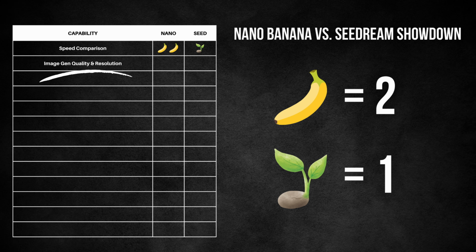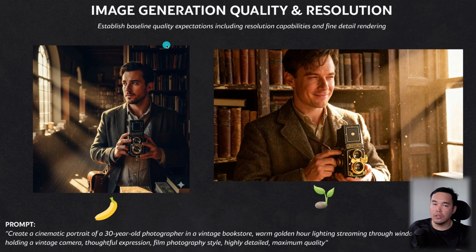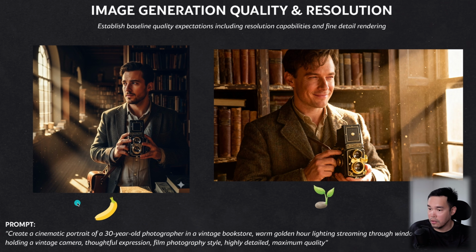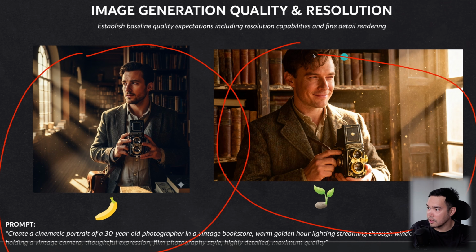Now up next is image generation quality and resolution. The purpose of this test is to establish baseline quality expectations, including resolution capabilities and fine detail rendering. For each capability, by the way, you'll find the prompt that I used here. In this case, I asked them to generate an image from scratch for a cinematic portrait of a 30-year-old photographer in a vintage bookstore. As you can see here, I inputted a prompt with lighting details and fine details like the expression, and highly detailed and maximum quality. This is the Nano Banana result, and this is the Seedream result.